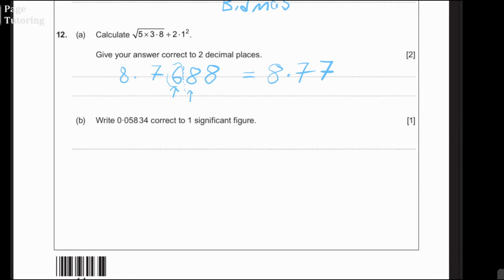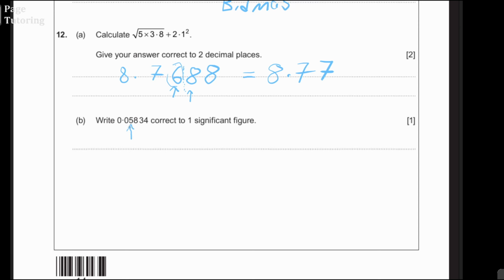Part B. Write 0.05834 correct to one significant figure. So significant figures are different to decimal places. Decimal places, you start counting from after that point, after the decimal place. So then you'd have your first decimal place, your second decimal place, which is what we solve for, third, fourth, and so on. But significant figure, all that means is the first number that you encounter that's not 0.